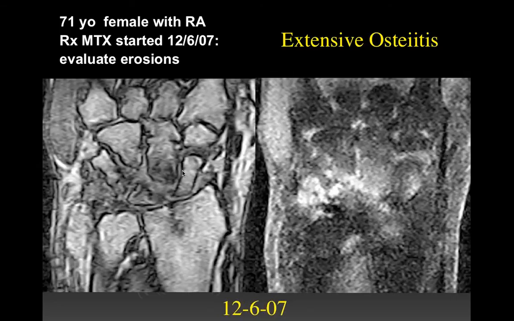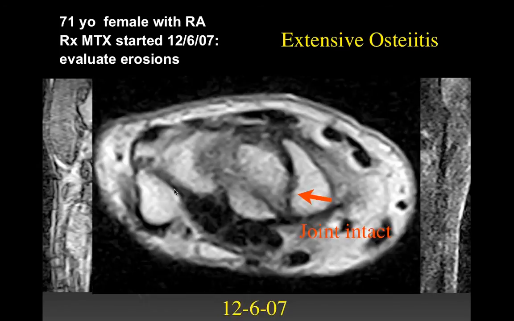But notice that there is a joint space intact here with a lot of synovial thickening and a lot of osteitis in the other bones here. All these bones have osteitis in them on this low field scanner, but the joint space is intact, 12607. And there you can see on the axial images the intact joint space.